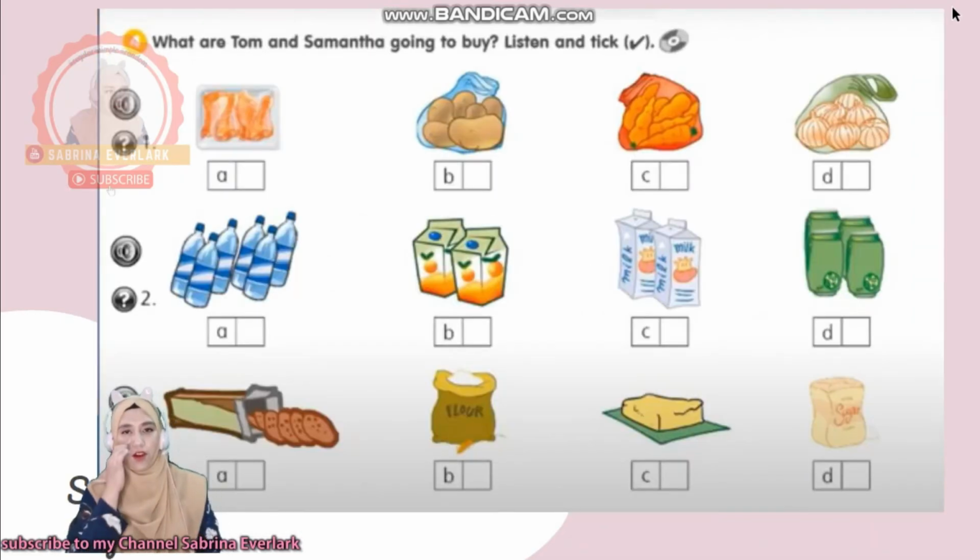Now let's move on to the next activity, activity 4. What are Tom and Samantha going to buy? Listen and tick. Now you're going to listen to a conversation between Tom and Samantha. While listening, please tick the answer. Okay, saya akan buka rakaman and you have to listen and then you have to tick the answer while listening. Sambil dengar, sambil tanda. Are you ready? Let's start.